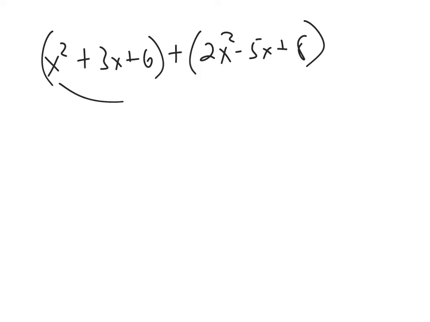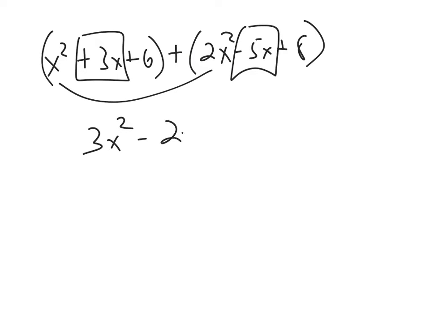We'd have 3x squared. Notice my variables, the exponents didn't change when I'm adding them up. And then this guy and this guy go together, so that's going to be a negative 2x. And then this guy and this guy go together, so that's 14, okay? We added and subtracted polynomials.